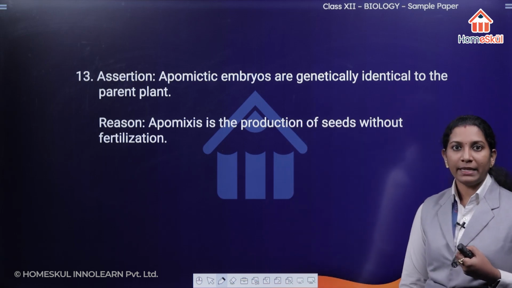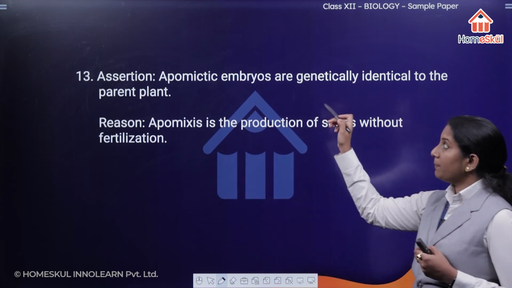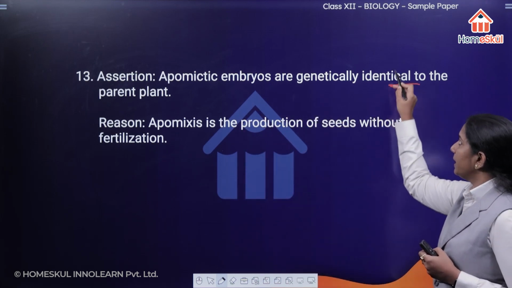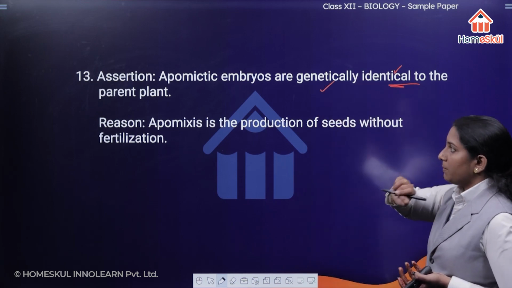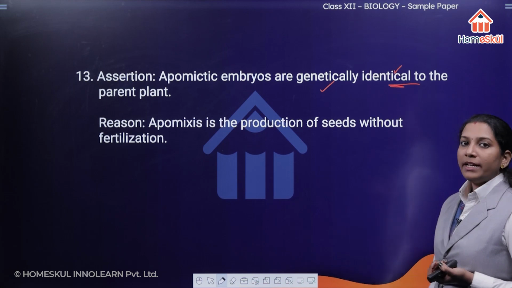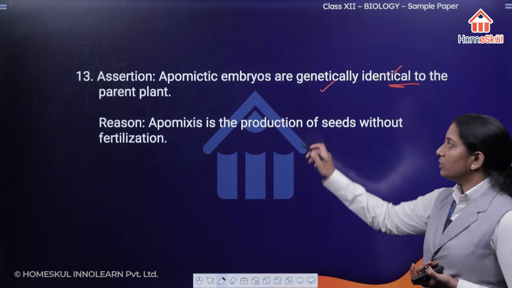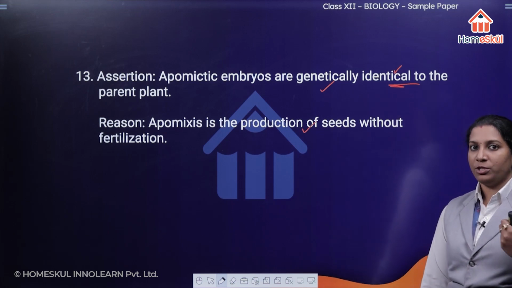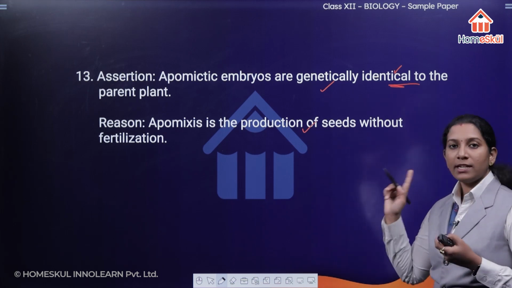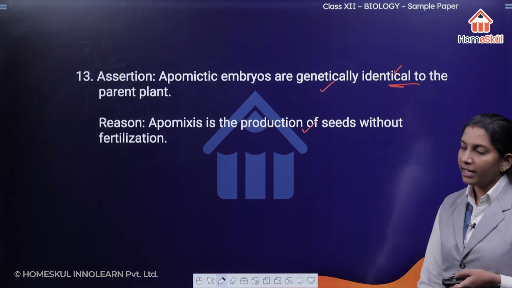So the first statement, that is the assertion, is true. Apomictic embryos are genetically identical to their parent plant. Obviously, this is a correct statement. And the reason, apomixis is the production of seeds without fertilization, is also true. So you can choose option A as the correct option. Assertion and reason are true, and the reason is the correct explanation of the assertion.